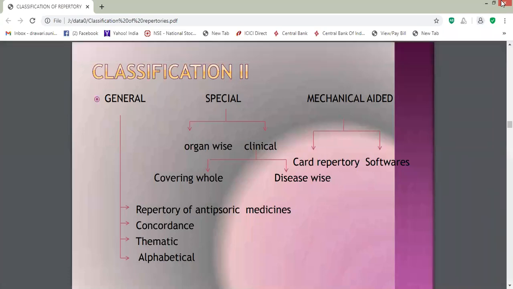Is there any difficulty in the first classification of repertories?